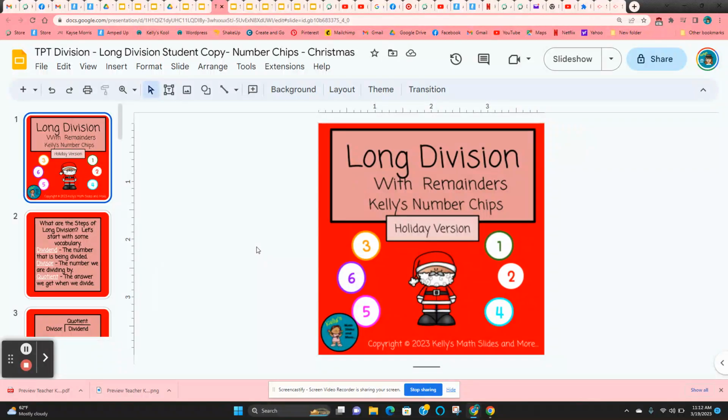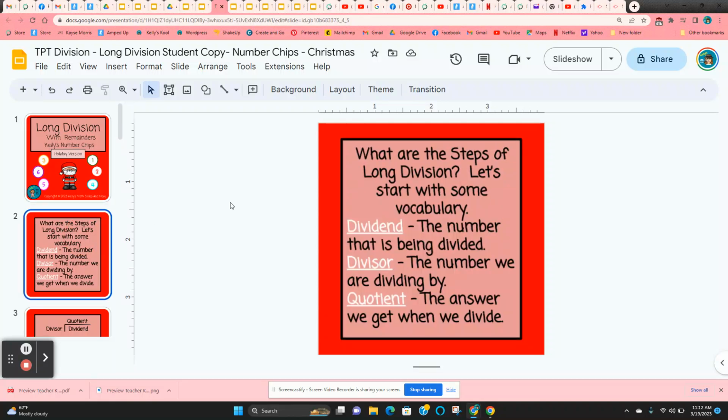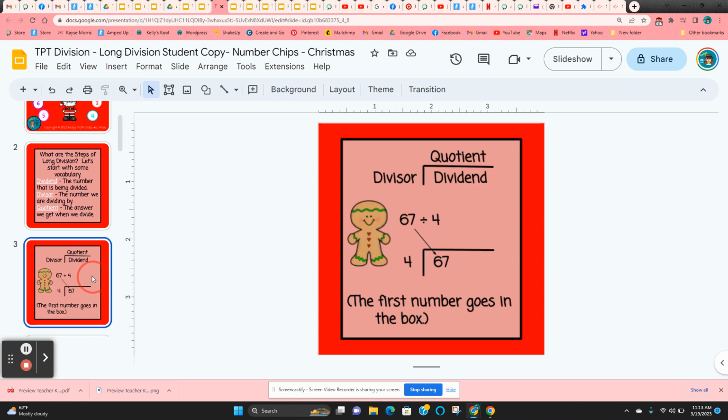Long division with number chips. This is the holiday version. So it starts with definition of dividend, divisor, and quotient, and then it shows them on slide 3 where they go in the formula. So it gives them an example, 67 divided by 4.